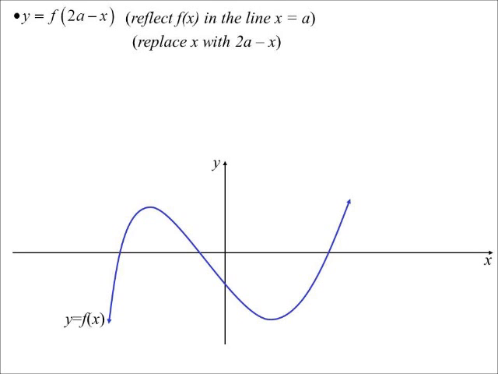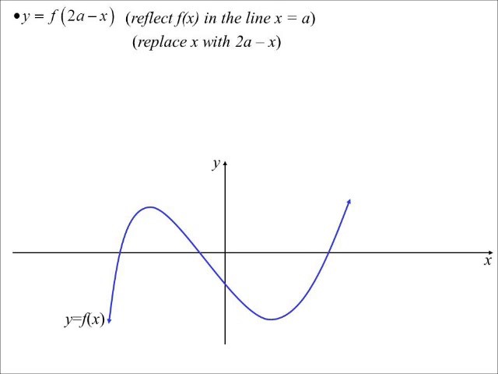Function 2a minus x. So what about if we want to reflect, still looking at horizontal and vertical lines, if I wanted to reflect in x equals a, it's actually 2a minus x. We would substitute in, not a minus x. It's 2a. So basically we're going to replace x with 2a minus x.